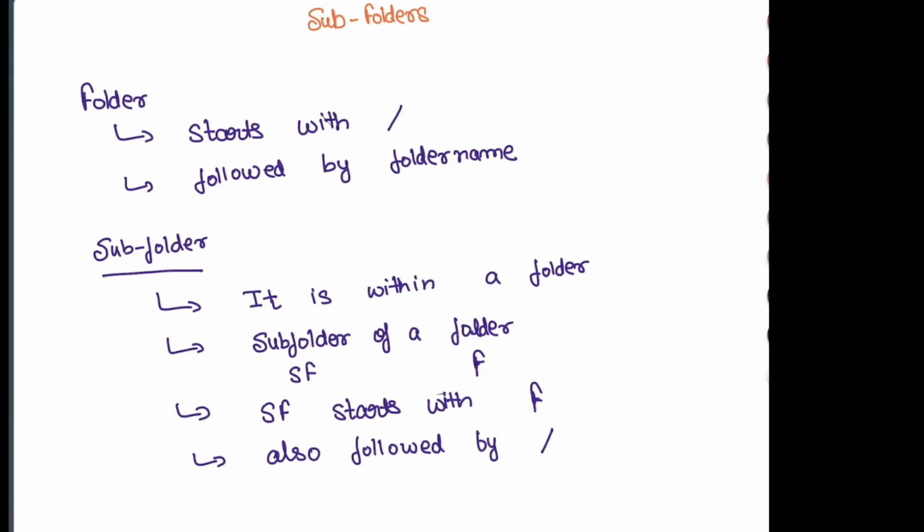Now let me tell you one more thing. Let us say sf means subfolder and f means folder. We can say the path of the subfolder will always start with the path of your folder. If you have a folder which is the subfolder of a given folder, then always the subfolder path will start with the folder's path, also followed by a forward slash.